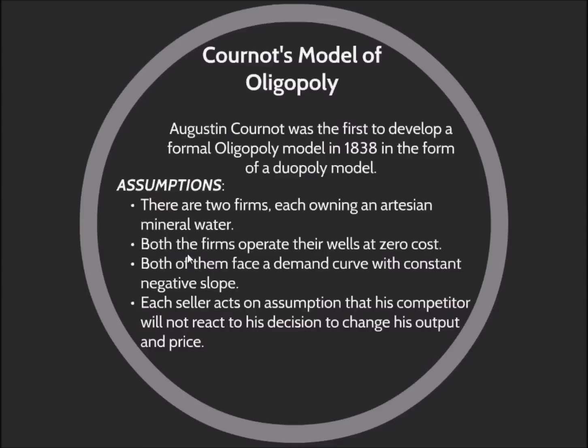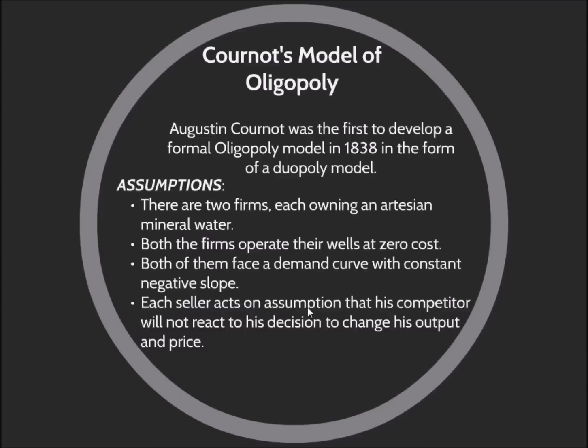The other assumption is that both the firms operate their wells at zero cost. Under this model, the average cost and the marginal cost are considered to be zero. They only have the average revenue and marginal revenue curves. The third assumption is that both of them face a demand curve with constant negative slope. That means the demand curve follows the simple law of demand.